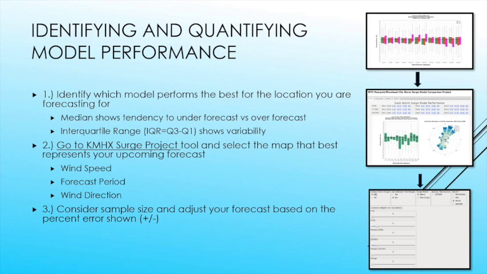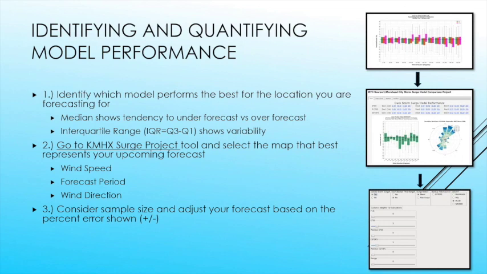Now, I want to talk more about the tool that I was able to create for forecasters to use, sort of a process that I was able to compile here. If you're forecasting for a location, you could look at these broader scale maps per location and identify which model performs the best overall. From there, you can go to the search tool that I was able to create, which goes into much more detail of wind speed, forecast period, and wind direction, which I will show you next.